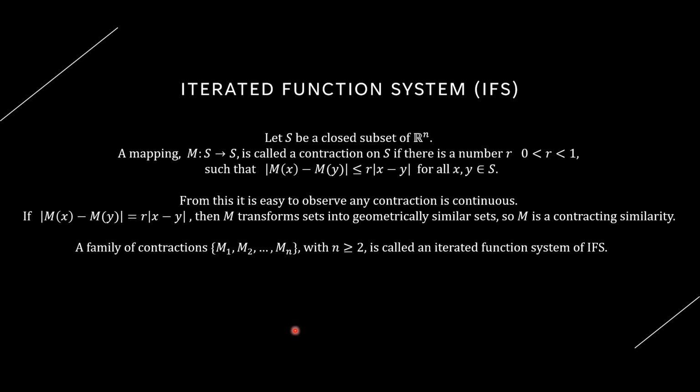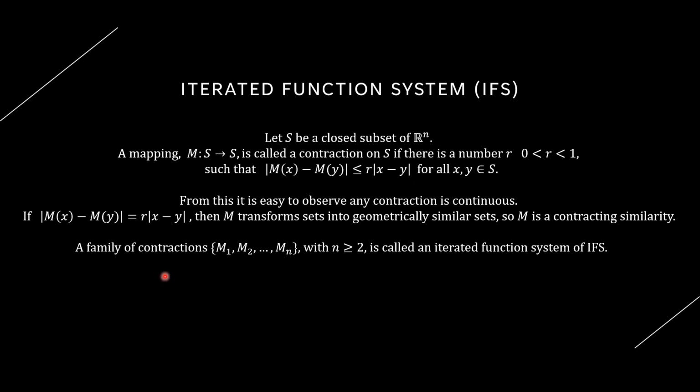From this, it's easy to observe that any contraction is going to be continuous. If you just think about the contractions you learned back in geometry in high school, those were definitely continuous contractions. And if we consider the situation where they're actually going to be equalities, then M transforms these different sets into geometrically similar sets. So this is one thing that we can call self-similar sets. So M is what we call a contracting similarity.